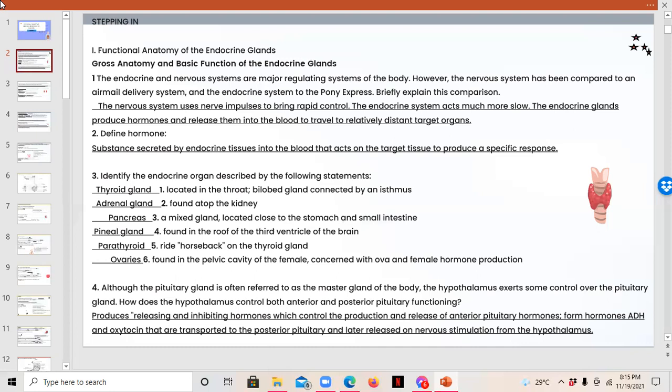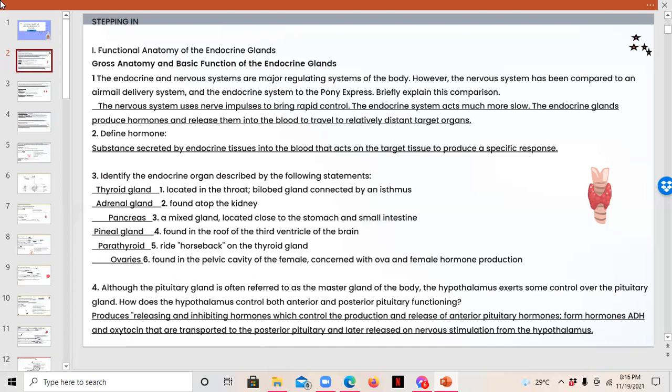Number two, define hormone. A substance secreted by endocrine tissues into the blood that acts on the target tissue to produce a specific response. Number three, identify the endocrine organ described by the following statements.